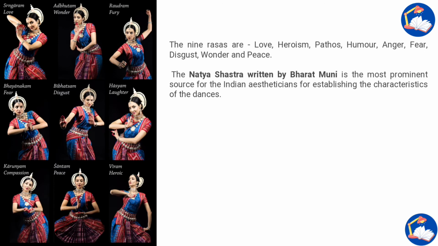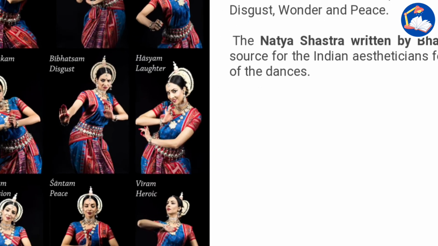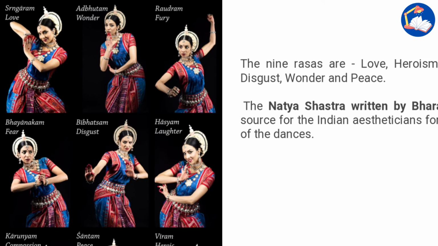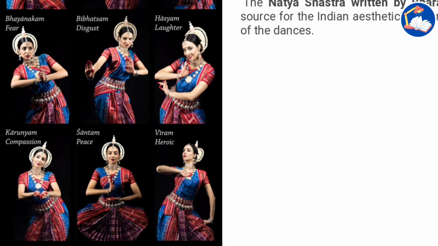Now we have Nava Rasas, that is love, heroism. This is love. I'll zoom it for you. This aspect, Sringaram, is love. Now Adbhutam, wonder. Raudram, fury. Now Bhayanakam is fear. Then Bibhatsam, disgust. Hasyam means laughter. Now going down we have Karunyam means compassion. Santam means peace.